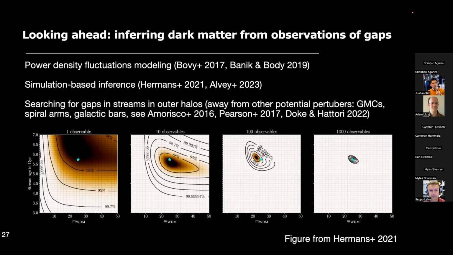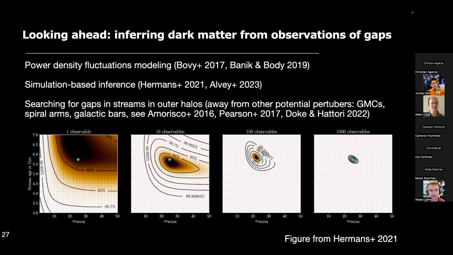in streams. So for instance, if the stream is closer to a spiral arm or GMC or, if it's closer to a bar, you can induce some resonances in the stream that either create a gap or split it apart. So if you look for streams that are outside in the halo of the galaxy, it's less likely that the gap you're seeing is caused by something like a GMC or the spiral arms.